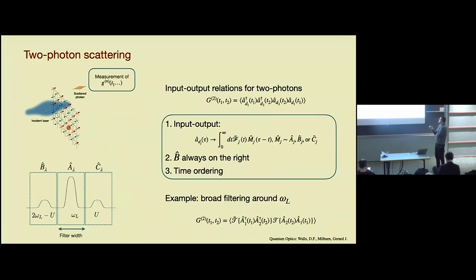Then B has to be always acting on the matter first, and we also need to impose additional time ordering, which just appears due to expansion of the scattering matrix. So as an example, if we apply this procedure to the G2 correlation function, we get the following formula, where A1 and A2 are the Floquet-Floquet operators.